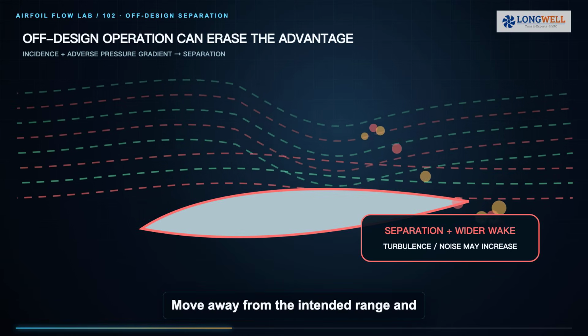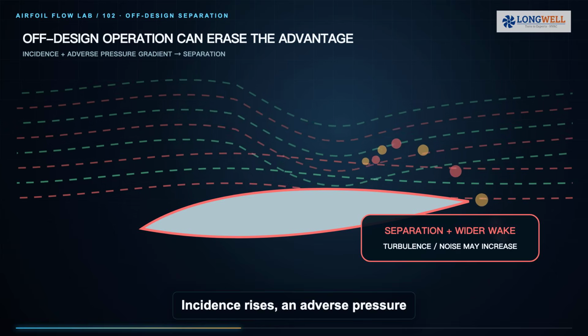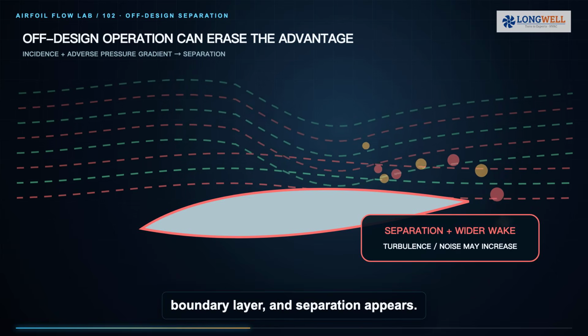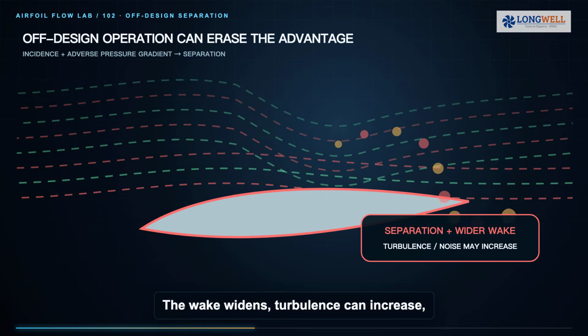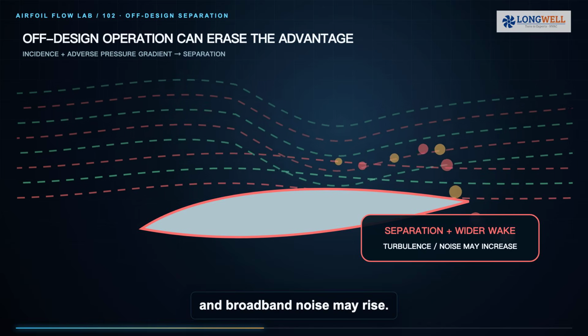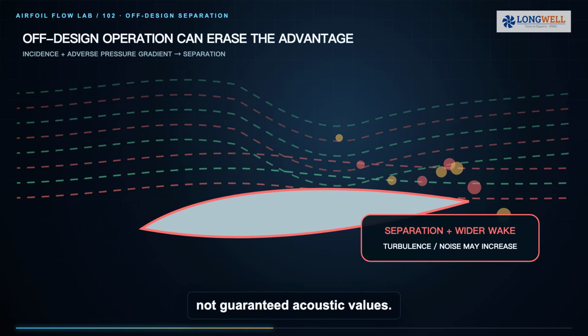Move away from the intended range and the picture changes. Incidence rises, an adverse pressure gradient can overpower the low momentum boundary layer, and separation appears. The wake widens, turbulence can increase, and broadband noise may rise. These are conditional mechanisms, not guaranteed acoustic values.